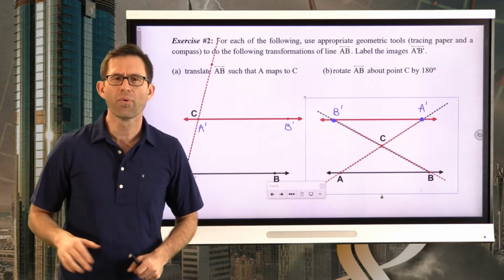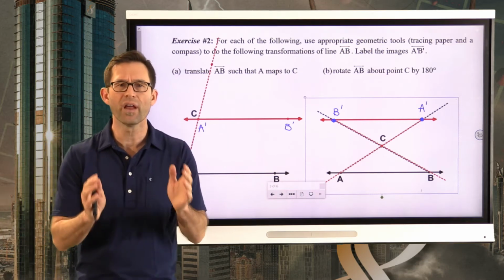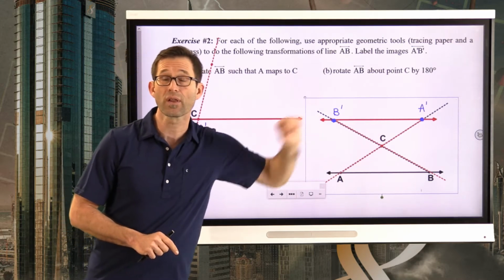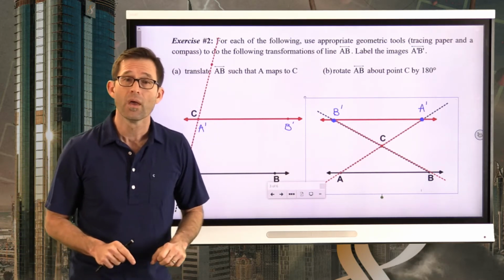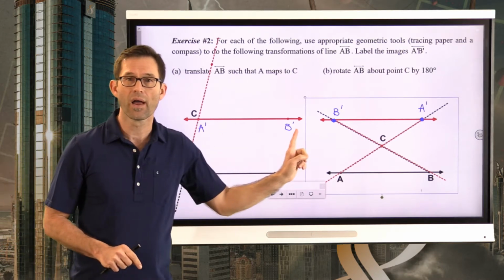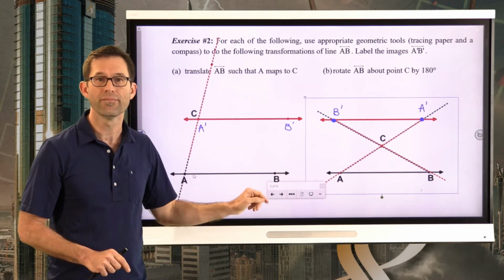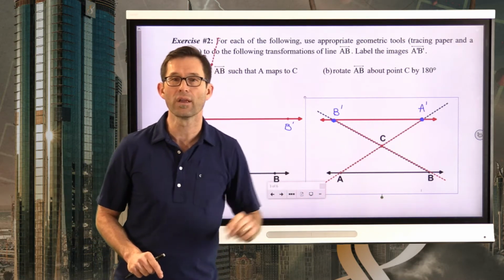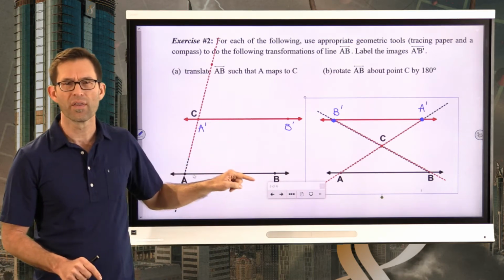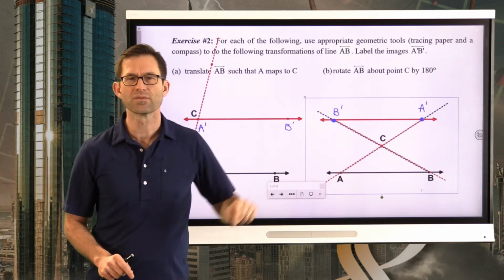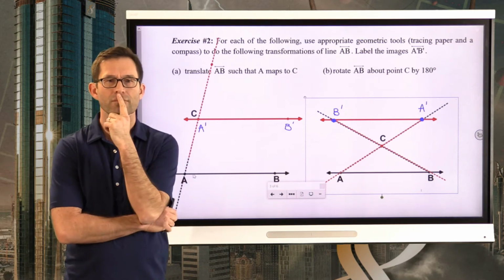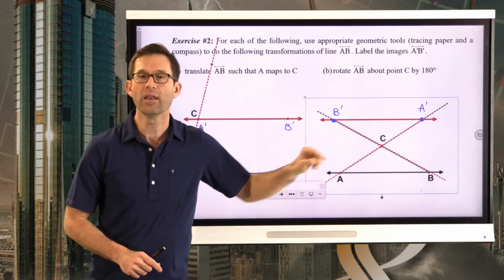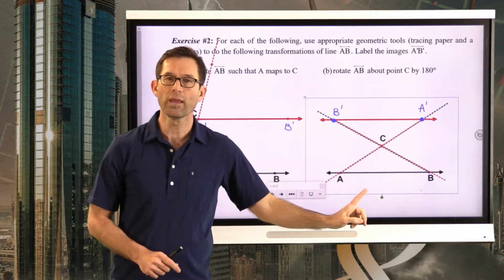Now, what's the point of these two very, very specific transformations? One is a translation, and one is a rotation specifically by 180. That 180 is important. Well, take a look at image line A prime, B prime compared to AB, and again, image line A prime, B prime compared to AB down here. What do you think is true about this compared to this? And this compared to this? Think about that for a minute. Well, in both cases, the image line ended up being parallel to the pre-image line.